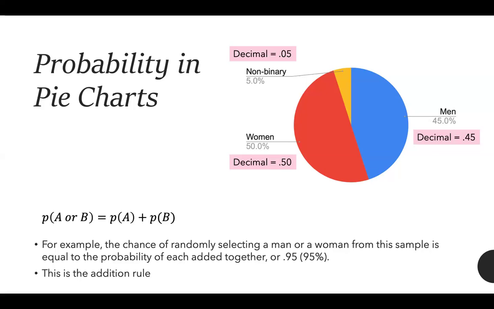So coming back to that addition rule that I talked about in an earlier video, you could do this with a pie chart as well. For example, the chance of randomly selecting a man or a woman from this sample: when I use the addition rule, I just add those together. So if I said, what's the chance that I'm randomly going to select a man or a woman, I would just add together the 0.5 and the 0.45 and say, oh, it's 0.95. I'm really likely to get either a man or a woman from this data set.